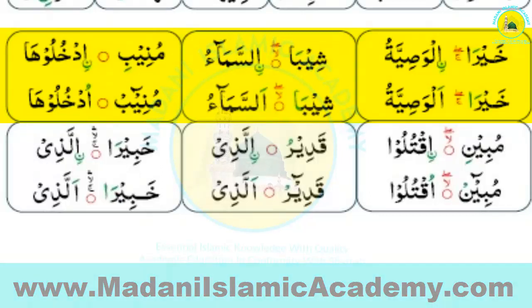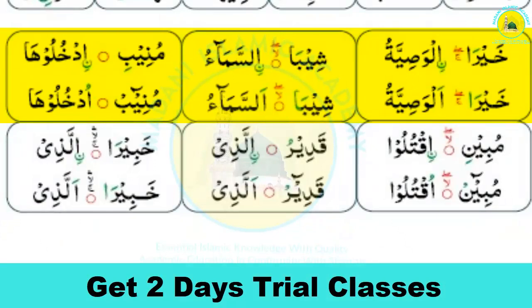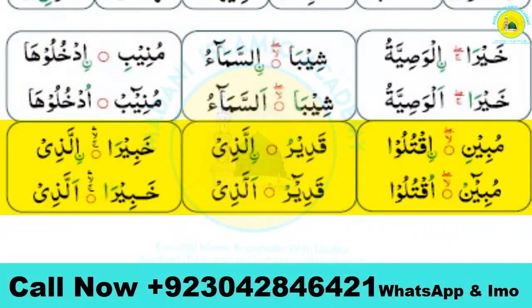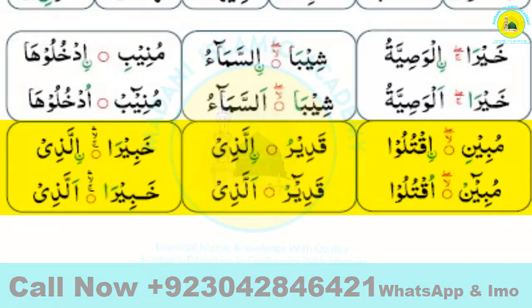Now can you see the dal is sakin. The next letter kha has got a pesh, so you put a pesh here as well. Udkhuluha mubini niqtulu. And when you want to stop, mubin. Uqtulu.